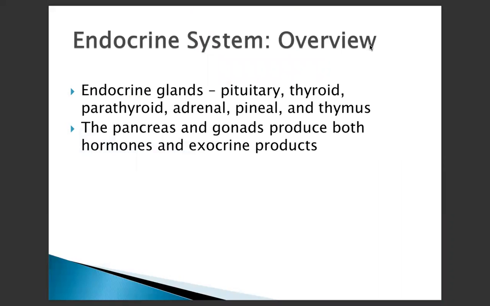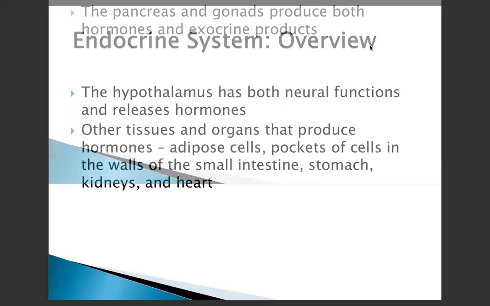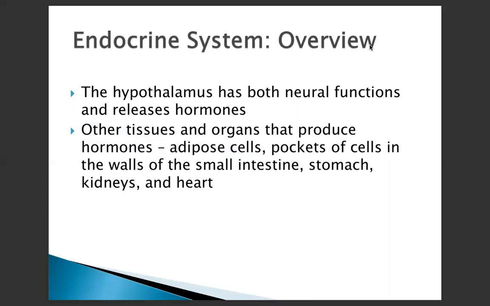With the endocrine system glands, there are the pituitary, thyroid, parathyroid, adrenal, pineal, and thymus. The pancreas and gonads produce both hormones and exocrine products. The hypothalamus has both neural functions and releases hormones. Other tissues and organs that produce hormones are the adipose cells, and pockets of cells in the walls of the small intestine, stomach, kidneys, and heart.